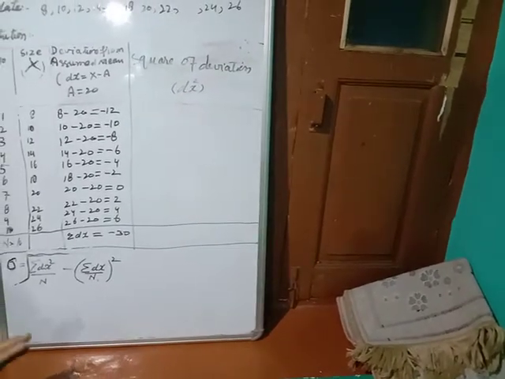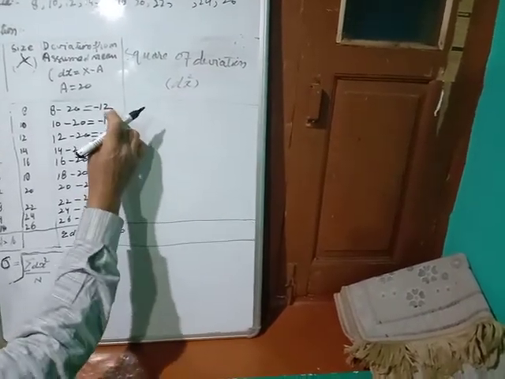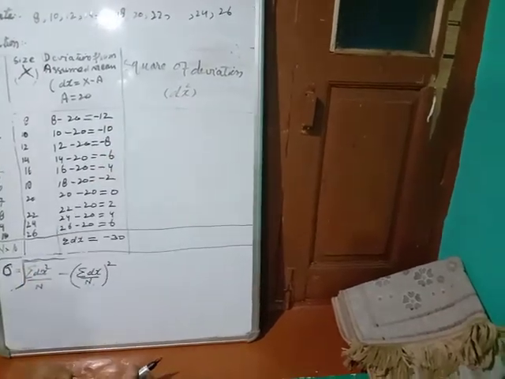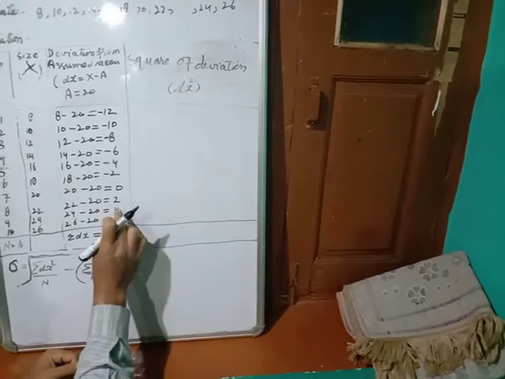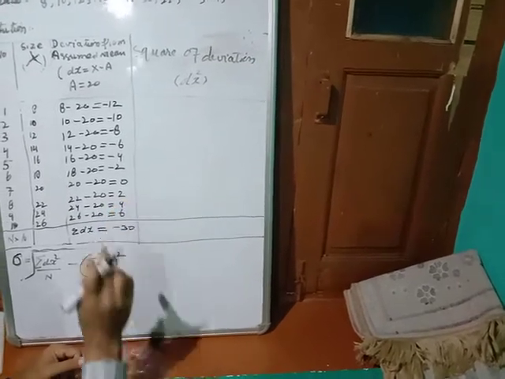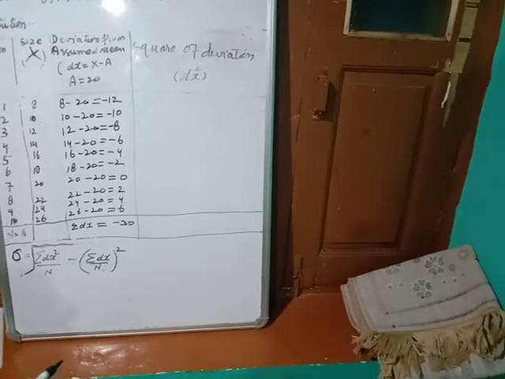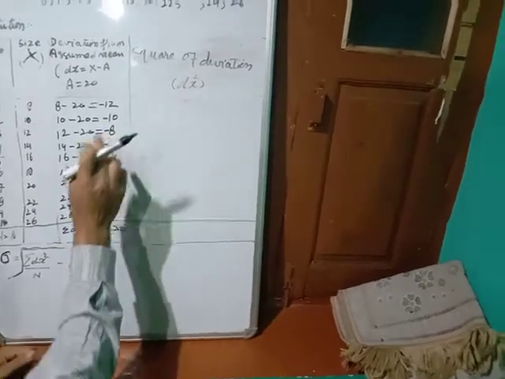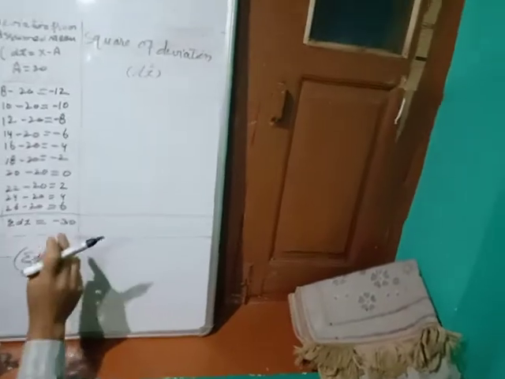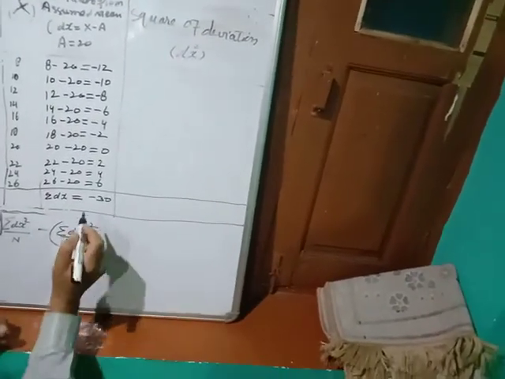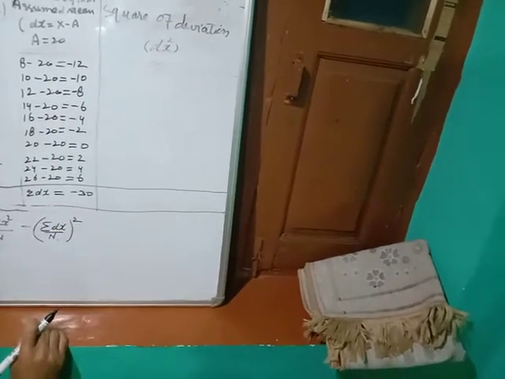I will repeat it here. First of all, we have to add the numbers with sign minus, then the numbers with sign plus, then we subtract them from each other. But here the minus numbers are more than the plus, so by doing plus and minus, we have got minus 30.